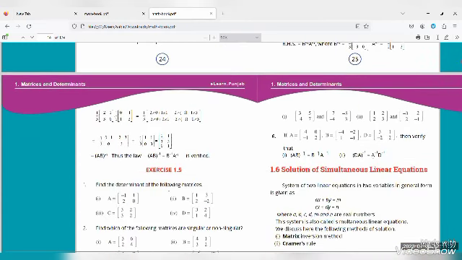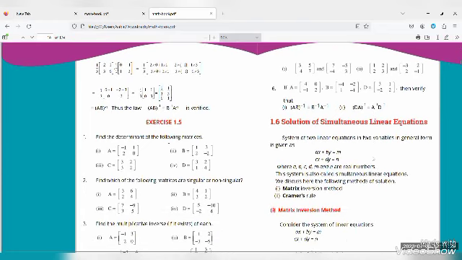So now you practice all the concepts we have learned: the determinant, the adjoint, the multiplicative inverse, and other than that, do practice them so that you will be able to understand and learn, and solve exercise 1.5.